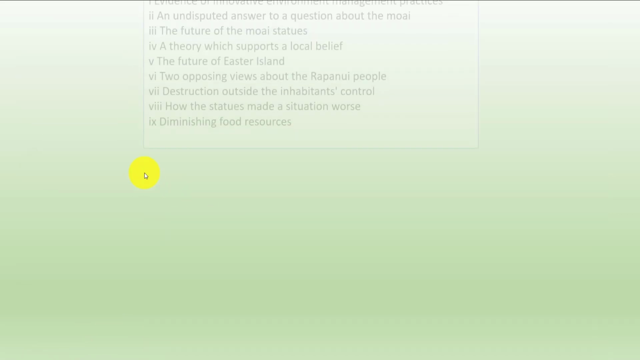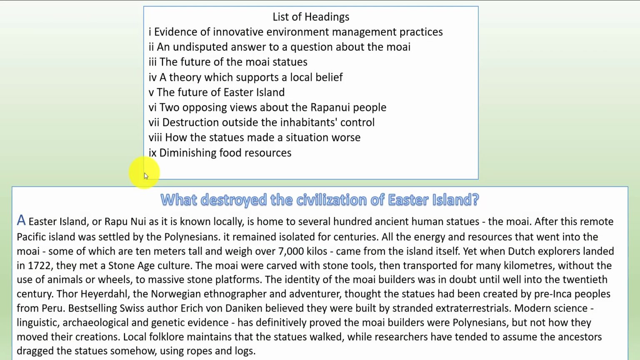Now, let's go to this slide. This is our list of headings, and this is the title of our passage. It is about something about Easter Island. Okay, now let's choose our keywords. And as you see, there is no example that has been done for us. Now, let me turn on my highlighter and choose our signals.